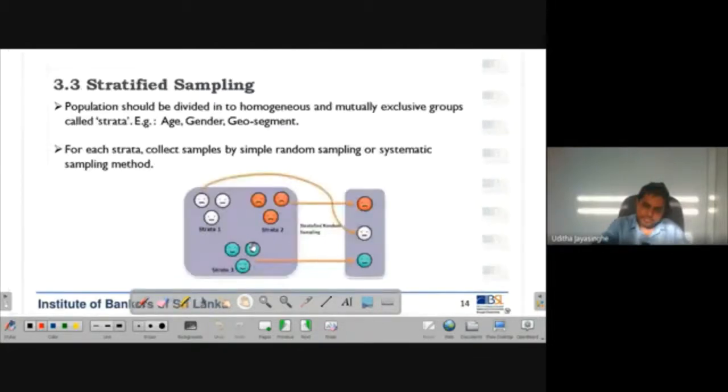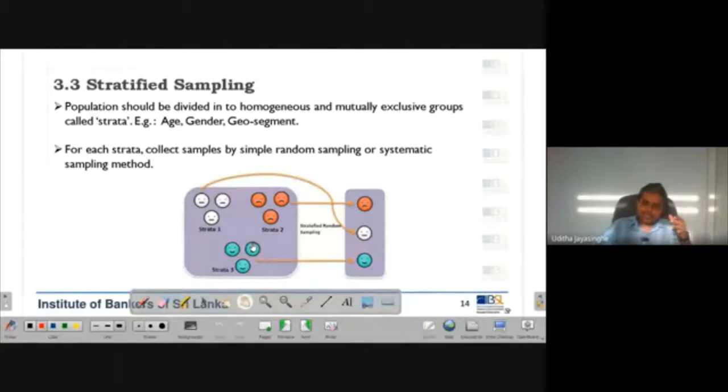Okay, stratified sampling. Now here you should recall what we previously learned, quota sampling. We told you that there is some relationship between stratified and quota. Right. Population should be divided into homogeneous and mutually exclusive groups called the strata. So the words homogeneity and mutually exclusive give you the same idea. That means one group will only have the characteristics of one particular element that we are looking at, like age, gender, geographical segment. For instance, if you're taking these people from different provinces, okay, fine.